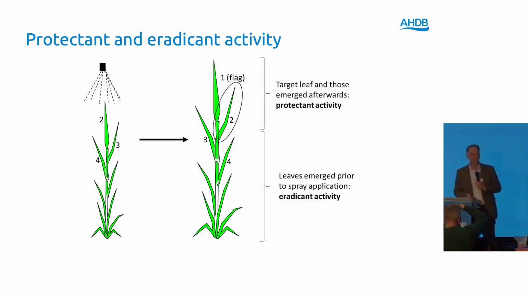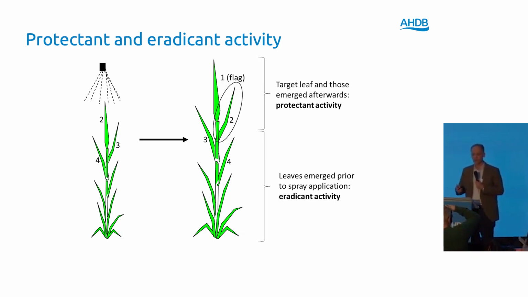We do separate some of the data into protectant and eradicant as well. That just gives us a different level of information. How do we do that? Well, this example just talks you through it. If we spray leaf 2 in a trial, we would consider leaf 2, because it's just emerged, to be in a protectant situation. That, as well as leaf 1 that's just emerging at that time, we would consider those 2 leaves to be protectant. Leaf 3 and 4, following a leaf 2 application, will have been emerged for some time.